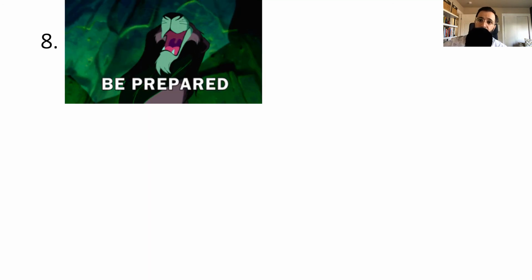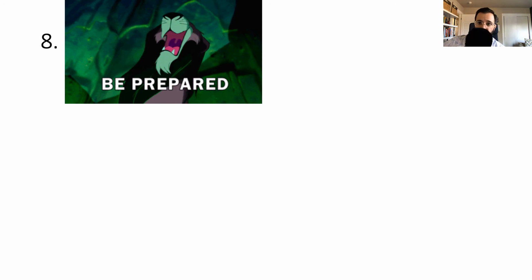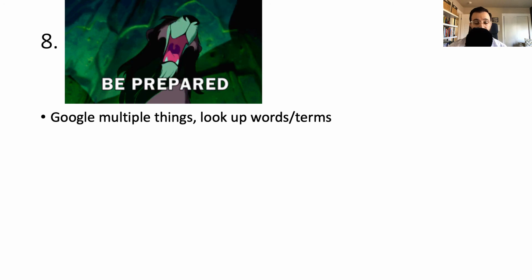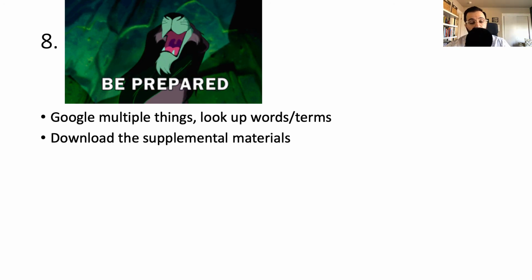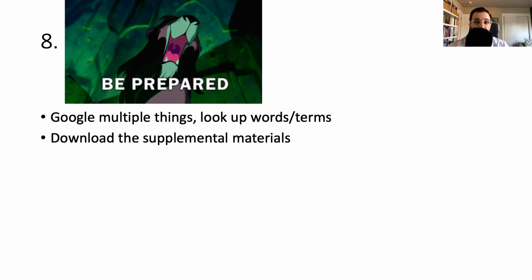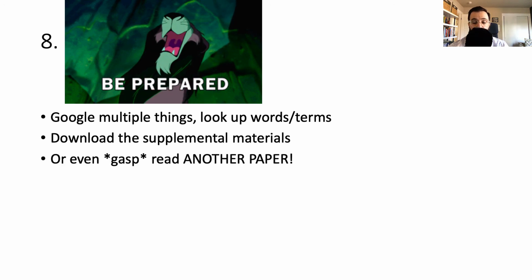Rule 8. This is a long process. Reading an article is long. Learning to read an article is really long. Be prepared for how tough that can be. As you read, you might have to look up a bunch of stuff. Words, terms, whole literatures. You might need to download the supplemental materials and look at the other data they collected so that you can figure out an answer to a specific issue you have. Or, oh my goodness, you might need to read another paper to fully understand this paper.